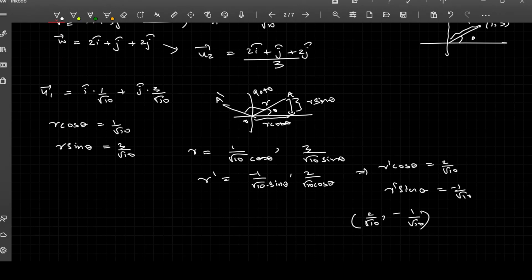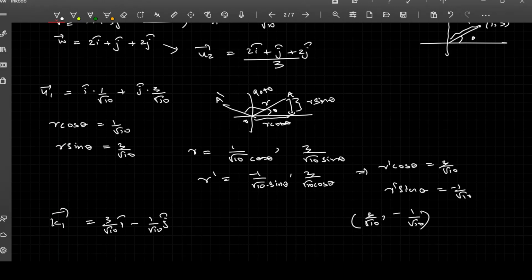Got my point? So this 2 actually becomes 3. So this is 3, this is 3. Sorry for all these mistakes. So if u1 vector is i cap into 1 by root 10 plus j cap into root 3 by root 10, then this is k1. So k1 vector would be 3 by root 10 i cap minus 1 by root 10 j cap. That's it. This is how you need to find the vector which is perpendicular to it.